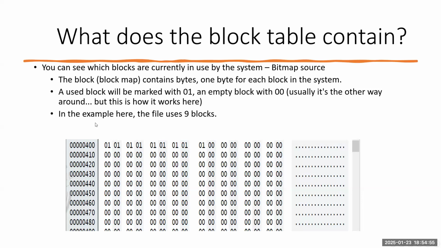What does the block table contain? So you can see which blocks are currently in use. The block map contains bytes, 1 byte for each block in the system. So here, look. A used block will be marked with a 1, an empty block with a 0. It's actually usually the other way around in systems. Why is it the other way around? I don't know, but I think it's how a free block works here. There's probably a reason for it. It doesn't really matter.